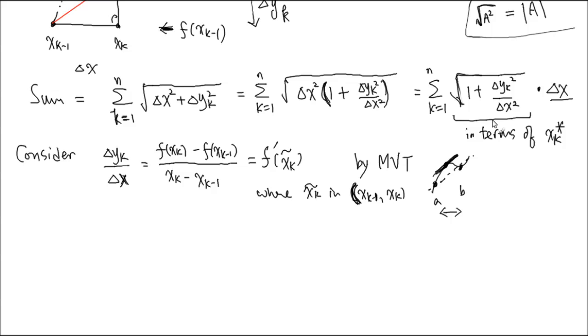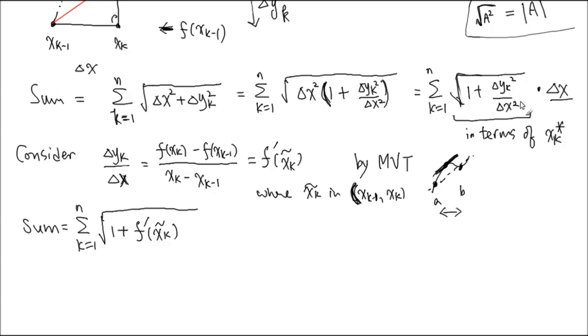So I wrote this one in terms of that. So I think I did it. The sum now looks like k going from 1 through n, delta x times the square root of 1 plus, what is it? The whole thing is f prime of xk tilde squared.